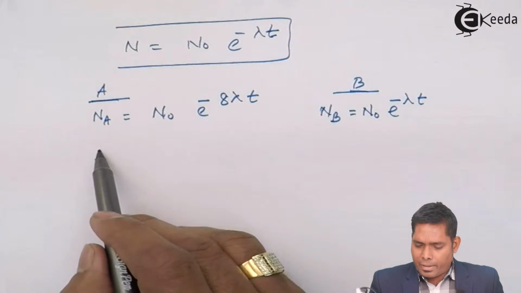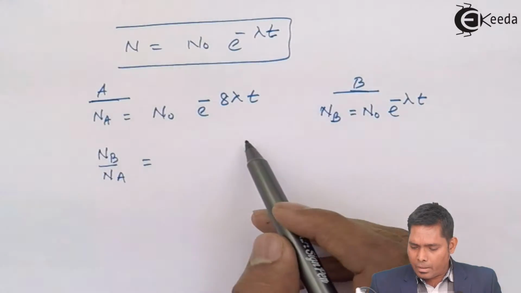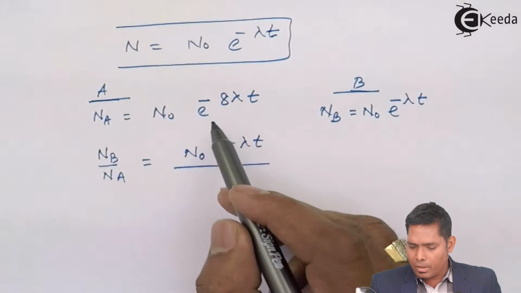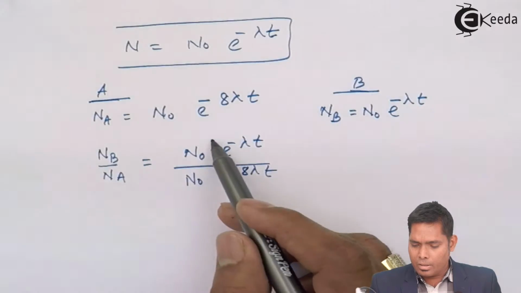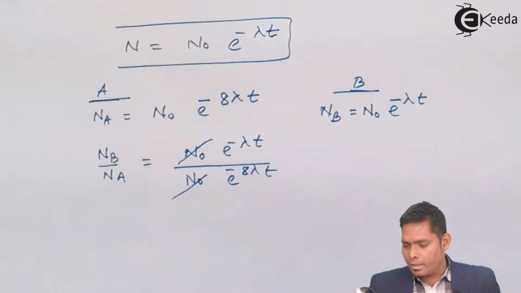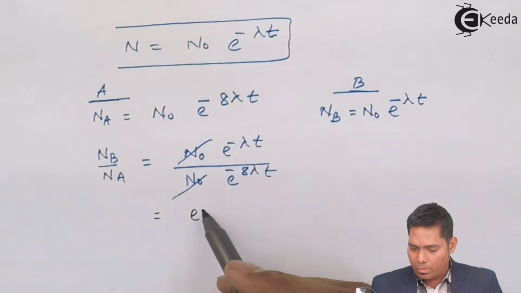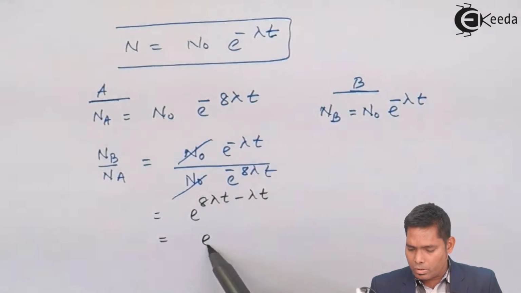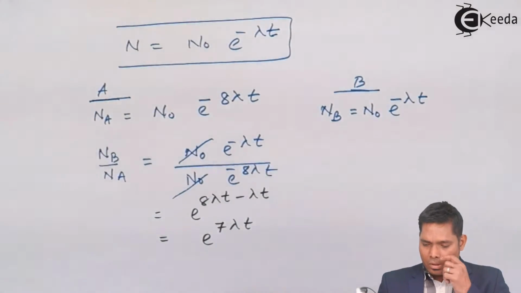So the question is that if I take NB over NA, which is to be found, then NB is N0 e raised to the minus lambda t over N0 e raised to the power minus 8 lambda t. This N0 will cancel out, and this will become plus, and therefore e raised to the power 8 lambda t minus lambda t, which is equal to e raised to the power 7 lambda t. Okay, e to the 7 lambda t.